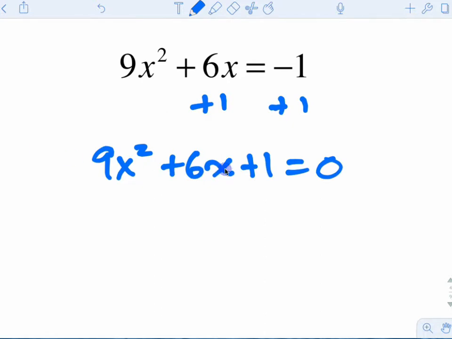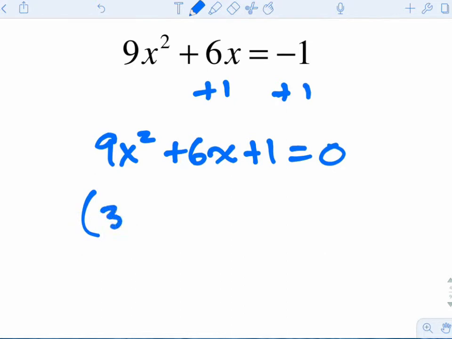So now let's try to factor this guy. It's a trinomial again. Again, our leading coefficient is not 1, but when I look at 9x squared and 1, I'm thinking this guy might actually be a perfect square trinomial. And you know what? It is. That is 3x plus 1 squared, or 3x plus 1 times 3x plus 1.